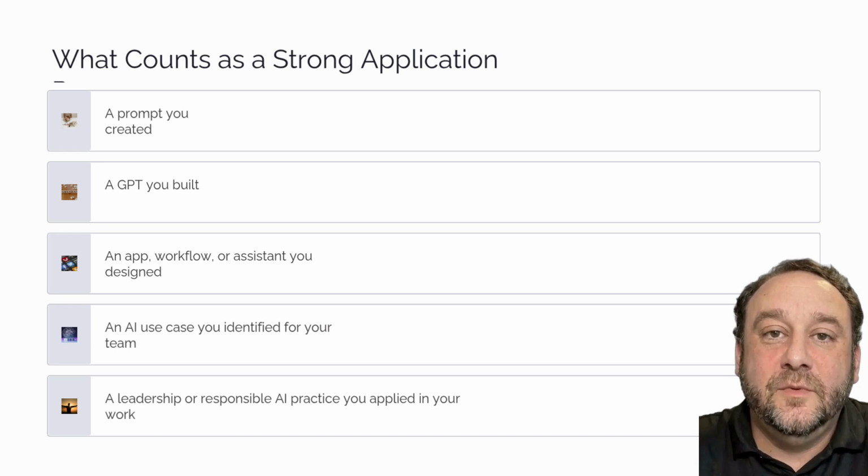Good examples include a prompt you created, a GPT you built, an app, workflow, or assistant you designed, or an AI use case you identified for your team. You could also describe a leadership or responsible AI practice you implemented based on the later modules. What matters most is clarity. The reviewer should be able to read your response and understand what you did, why it mattered, and how it connects to the course material. A strong response proves application in simple language. It doesn't need to sound technical, it just needs to sound real.